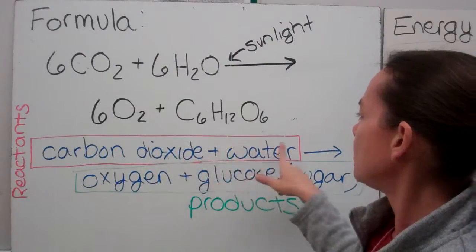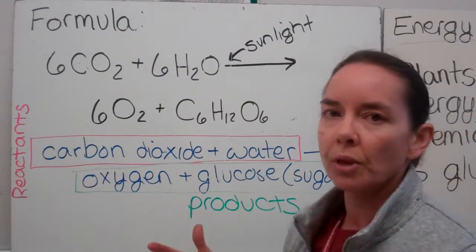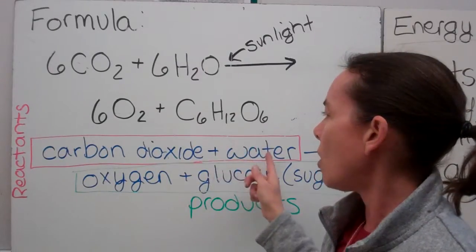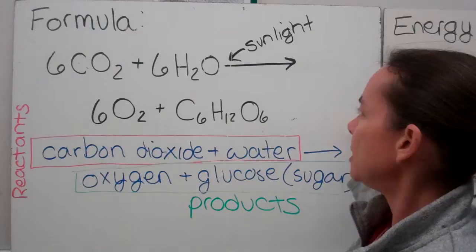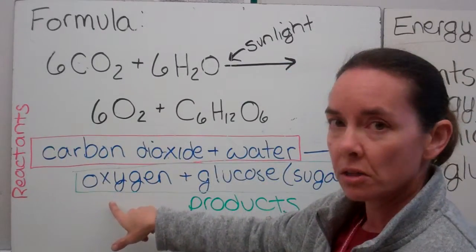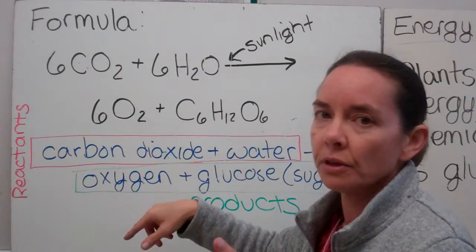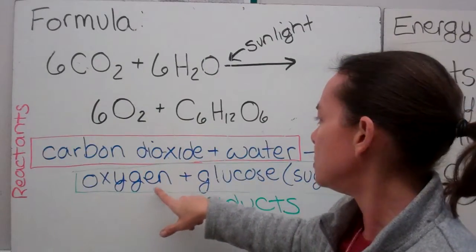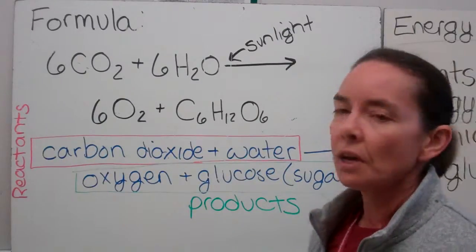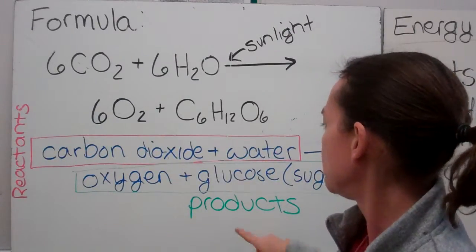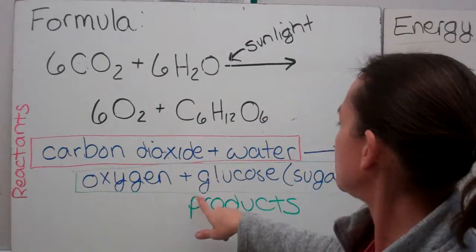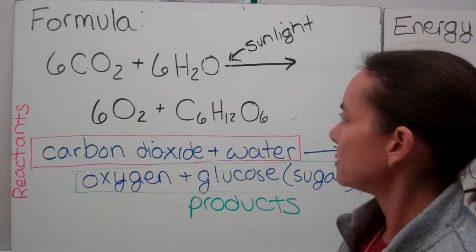So carbon dioxide plus water. Okay, so plants take in carbon dioxide through their leaves and water through their roots, and then they use energy from the sun to make oxygen, which they give off through their leaves, and we breathe in, we need their oxygen, and glucose, or sugars that are stored in the plant. Okay, so these are the reactants, and these right here are the products.